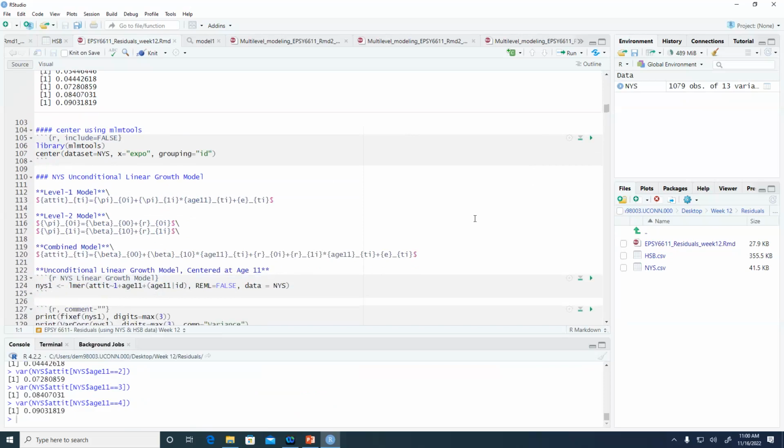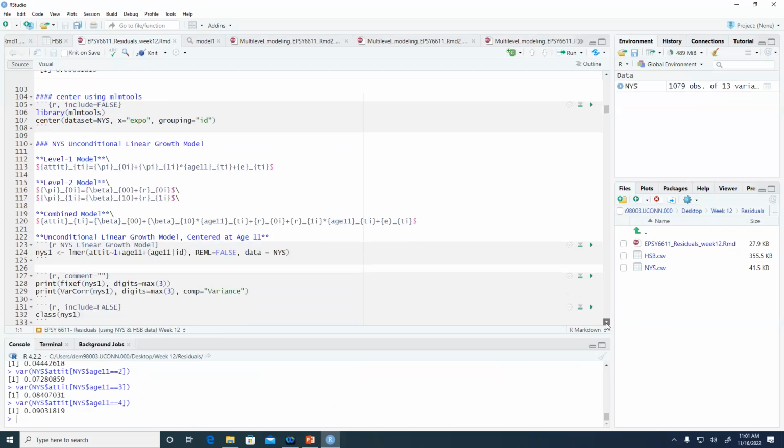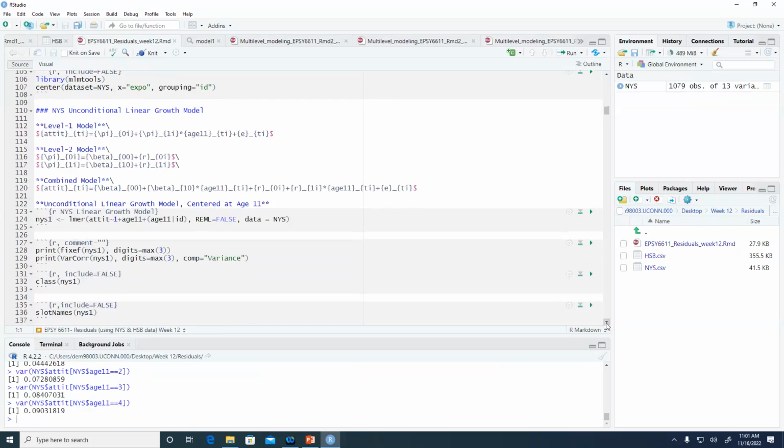We don't have to do this right now, but I'll mention that when I was poking around, I found a package called MLM Tools, and it has a centering option that seems to be particularly easy. So for those of you who might be sick of writing all the code for centering, you might want to play around with that. It's library MLM Tools, and I think there are options for group mean and grand mean centering. We're going to skip that for right now because we don't care about that in this moment.